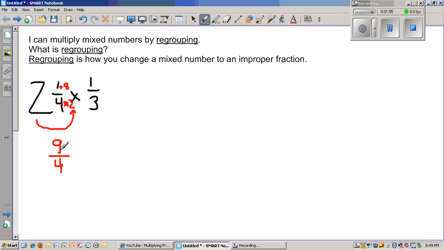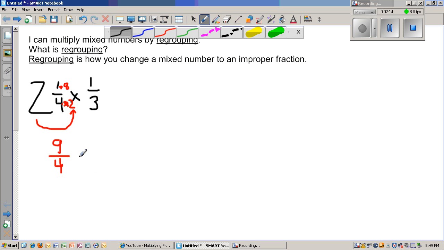And some people might say, but Mr. Labco, that's an improper fraction. That's not cool. We got to change that. Well, we're not going to change it right now because this is going to help us do our old school method of multiplying fractions.